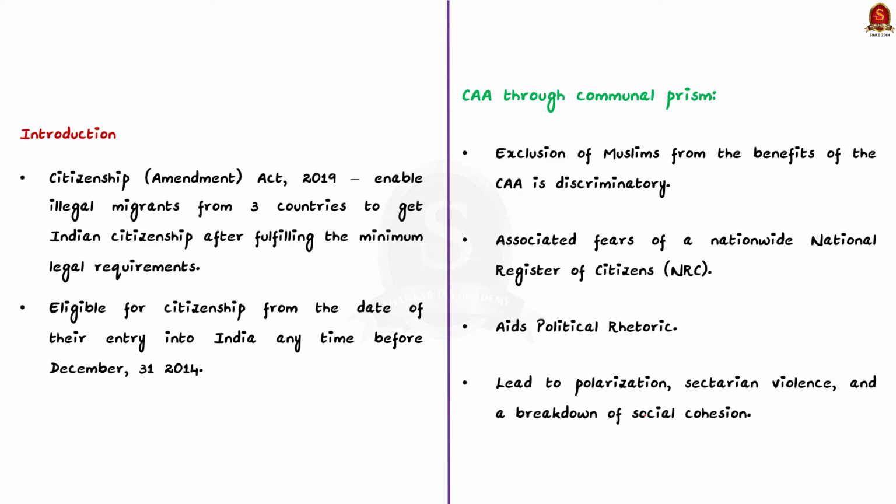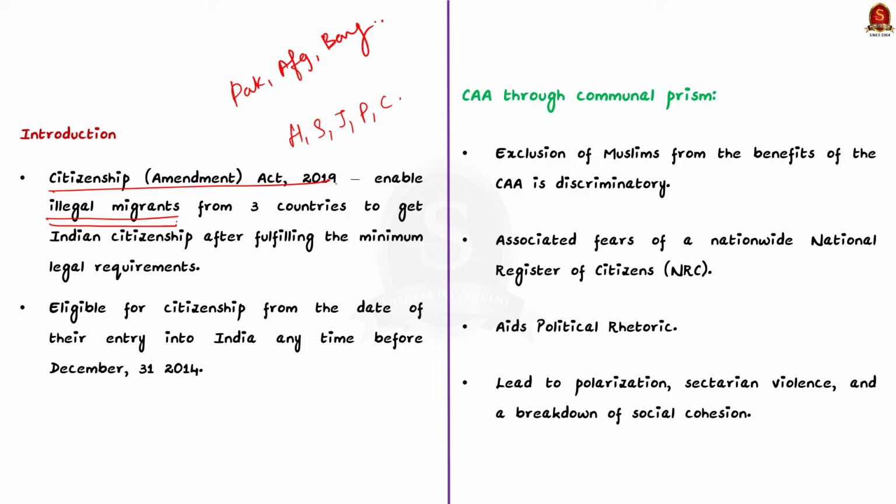In the introduction, you can write a few facts about the CAA. See, the Citizenship Amendment Act 2019 enables illegal migrants belonging to Hindu, Sikh, Buddhist, Jain, Parsi or Christian communities, who migrated to India after facing persecution on the grounds of religion in countries like Pakistan, Afghanistan and Bangladesh, to get Indian citizenship after fulfilling the minimum legal requirements.